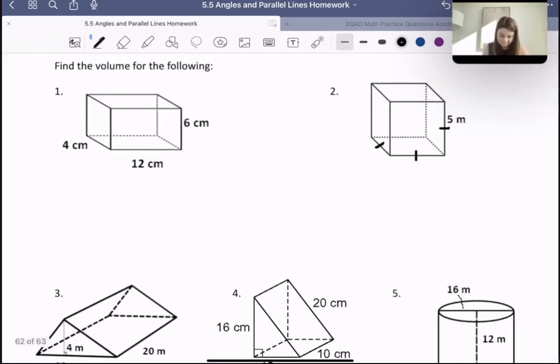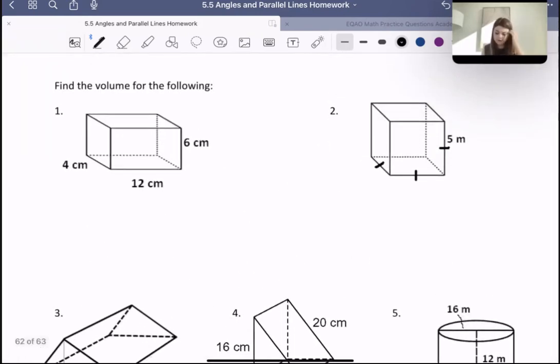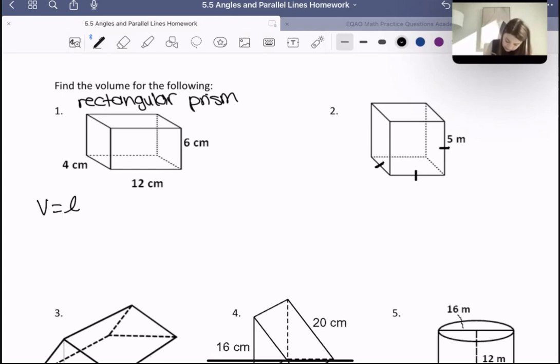Okay, so let's talk about the volume for each of the following. Well, first we've got to identify what type of shape this is. So this is a rectangular prism. And from what we just talked about, we know that a rectangular prism has a volume of length times width times height, right? In this case, that means 4 times 12 times 6, right? We have length 4, width 12, and height 6.